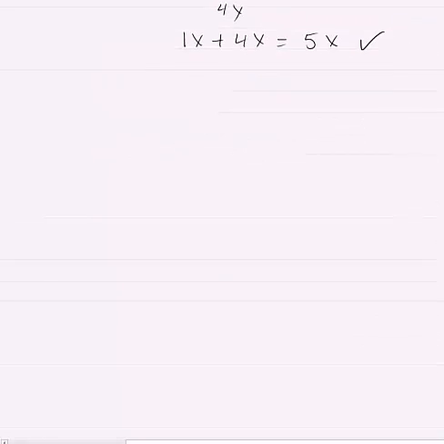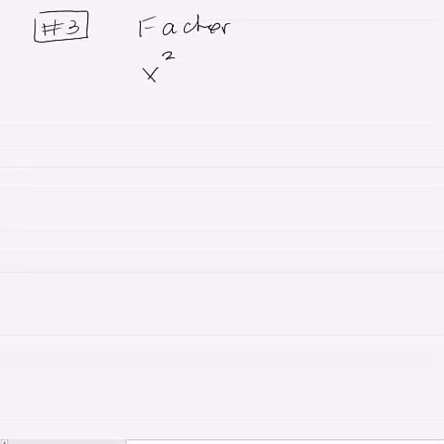Okay, so let me scroll this down. Example number 3. So the third example I got is the following. Factor. Here we go. x squared plus 2x take away 3. I would encourage you to stop this video and try to factor it yourself. Okay? Now, since you tried it, let's go ahead and review it.